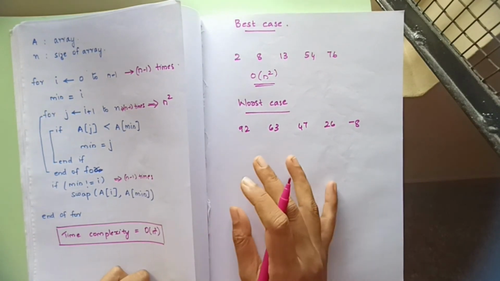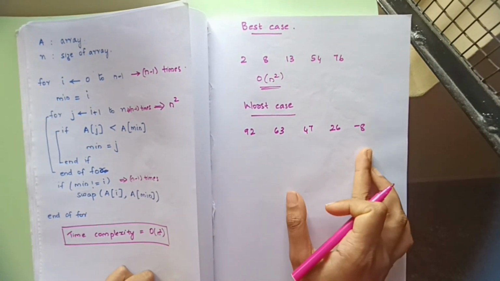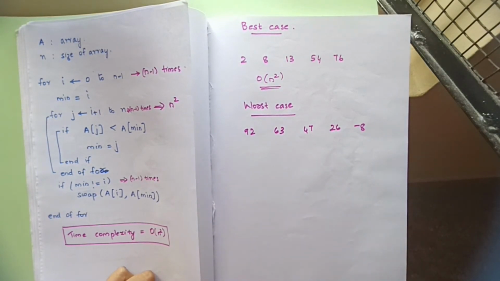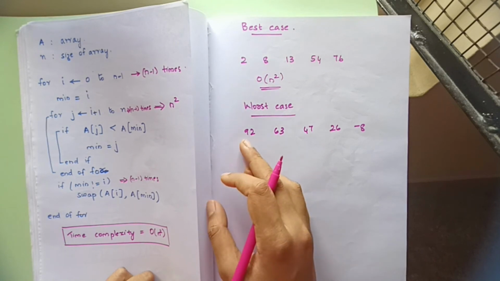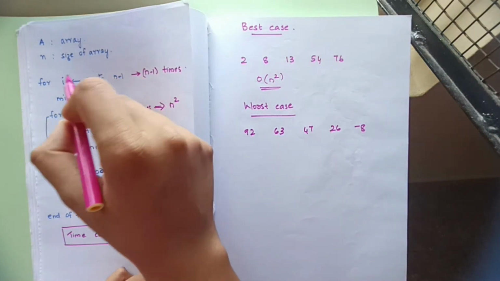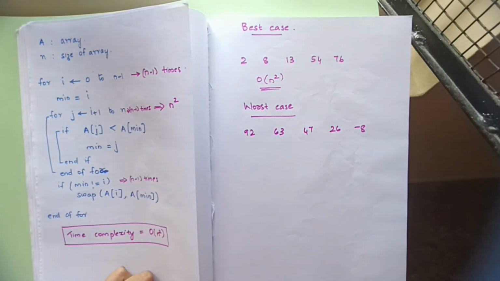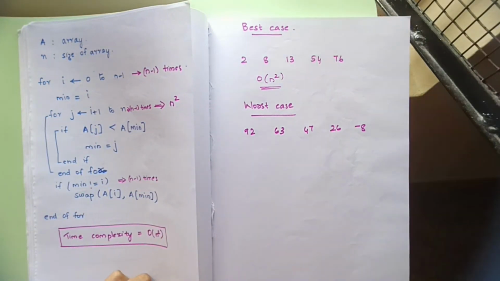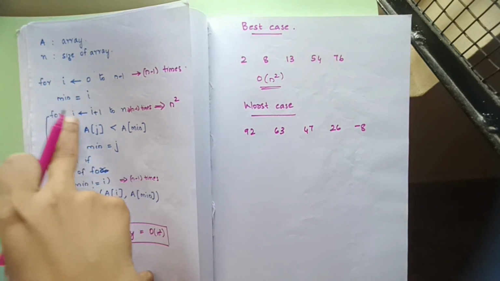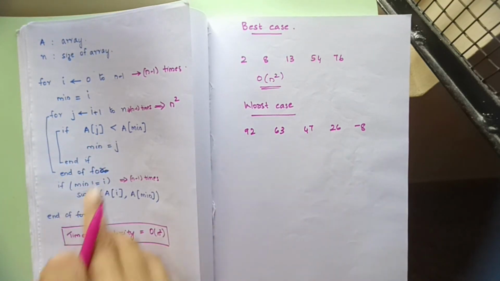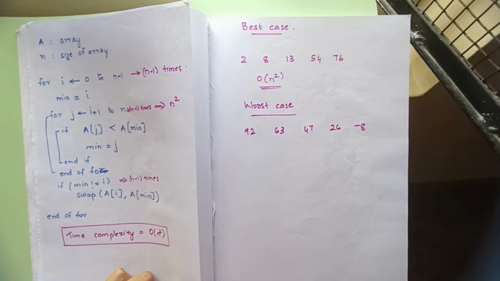Suppose that we want to arrange this array into ascending order. The input that is given is in descending order, which means that we will be entering into all the conditions for every iteration. The program will be executing each and every line for all the passes. This if condition will be true for all the cases, and this swap will be performed for all the cases. So that is the worst case.